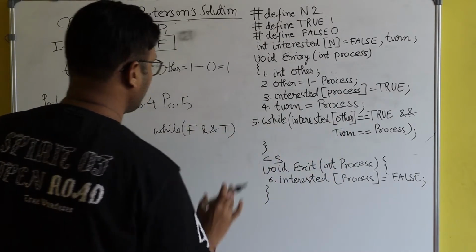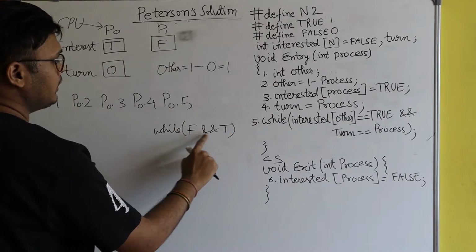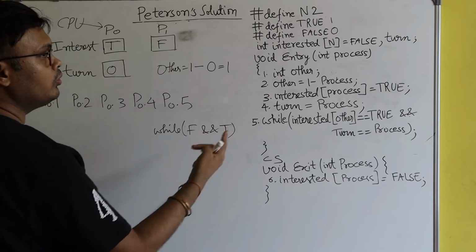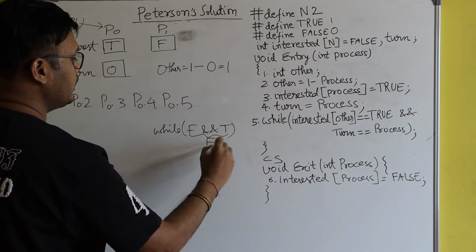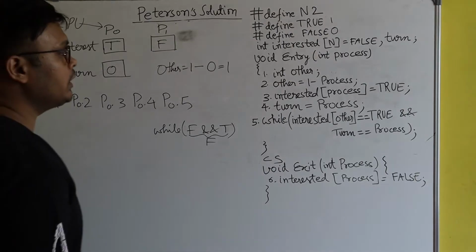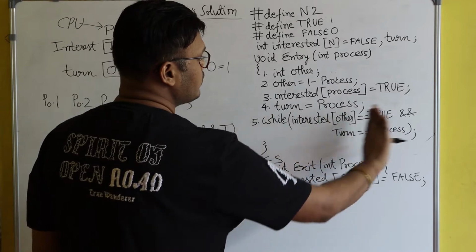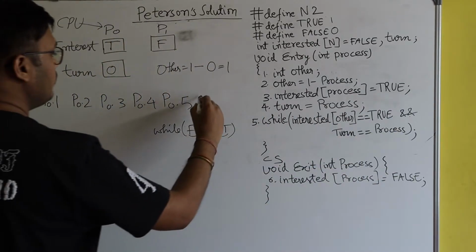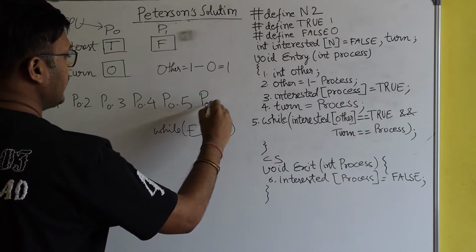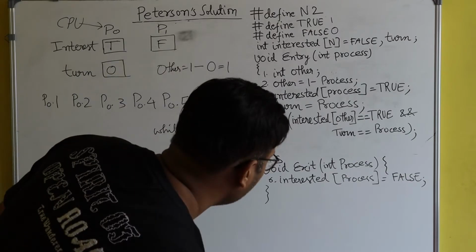Although this condition is true, we still know that false and true is equal to false. So overall, the while condition is false. Since the while condition is false, you see at the end a semicolon is there. So it means this while loop will be broken. And since this while loop will be broken, P0 will successfully enter inside the critical section. Here you see P0 has entered inside the critical section.